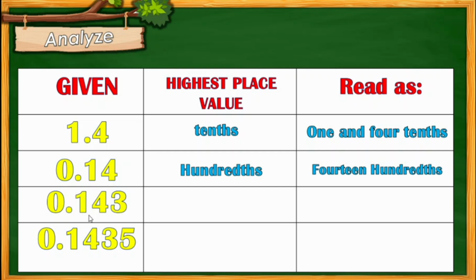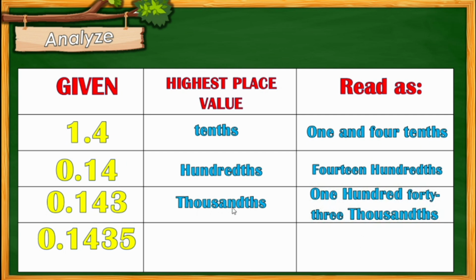Example number 3. The highest place value of this decimal is tens, hundreds, thousands. So we have thousands. Now, disregard 0 and the decimal, we have 143. So we have 143 thousands. Next, the highest place value of example number 4 is tens, hundreds, thousands, 10,000s. Now, we have the highest place value is 10,000s.